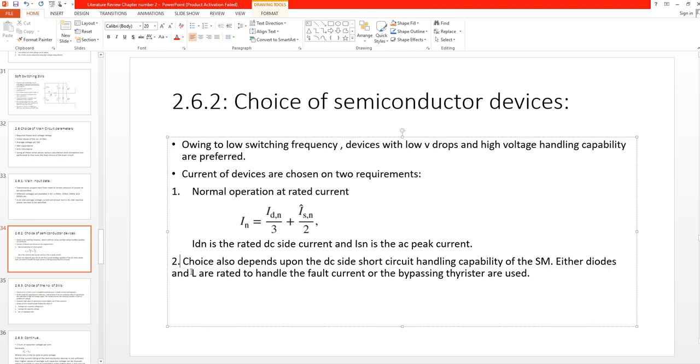Number two, the choice also depends upon the DC side short circuit handling capability of the submodule. This is what we have been discussing since the second video and in this video also. DC side short circuit handling capability. Now either diodes and inductor are rated to handle fault current, or a bypassing thyristor can be used. We have discussed this in the earlier slides.